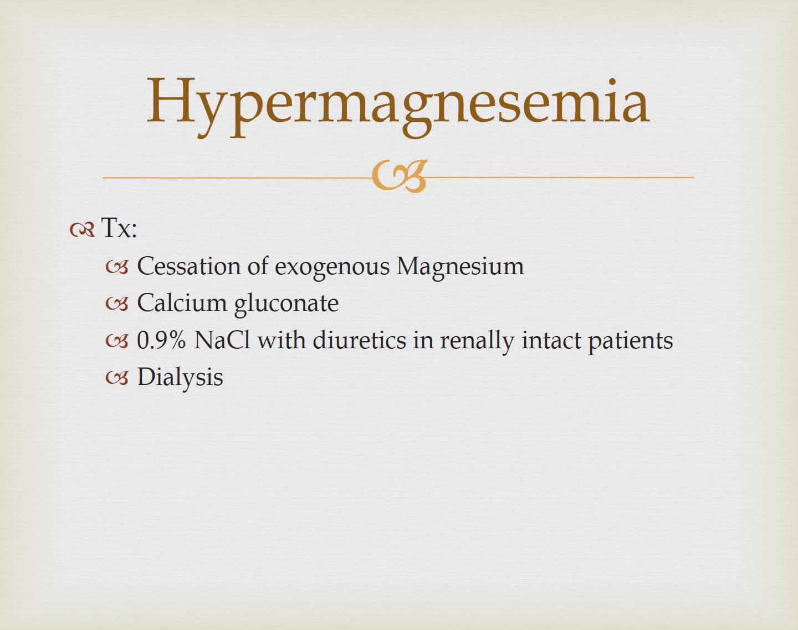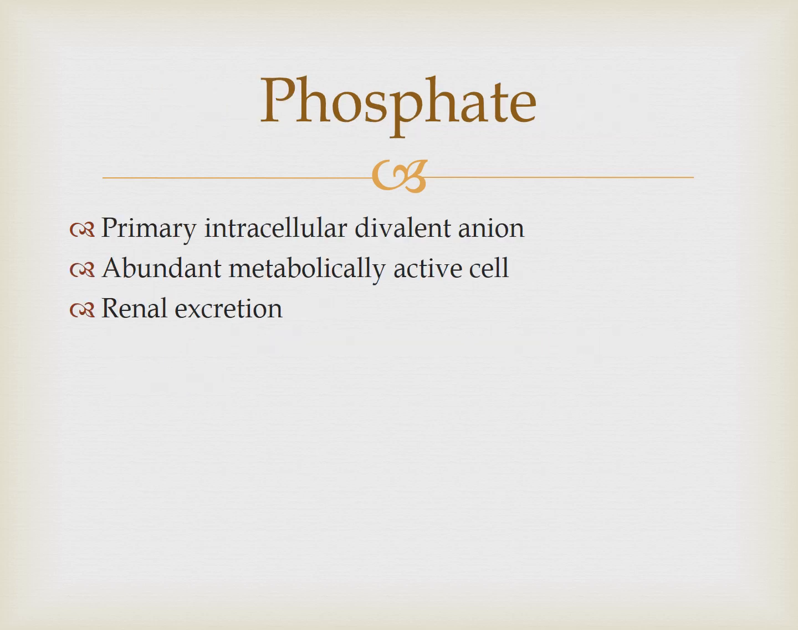You stop the exogenous magnesium. You give them calcium gluconate because of the cardiac abnormality. Again, calcium antagonizes the effect of magnesium, and you probably will end up dialyzing.